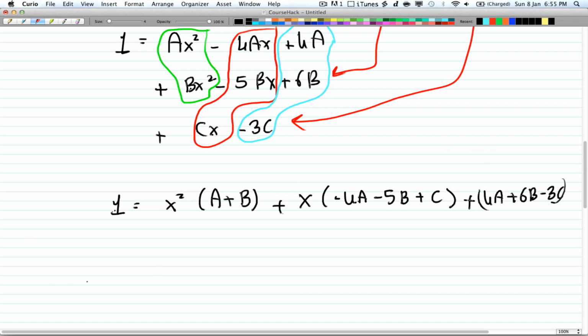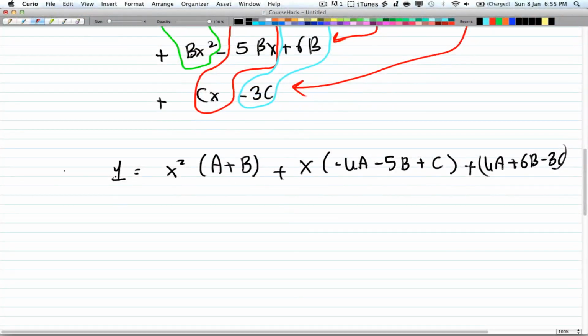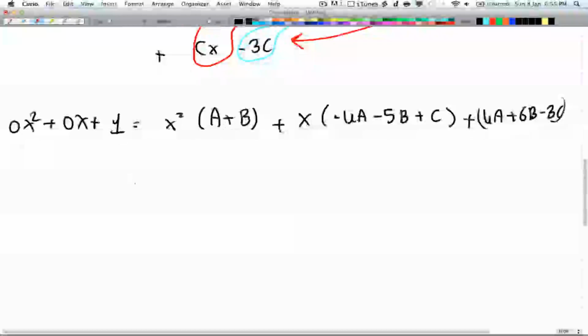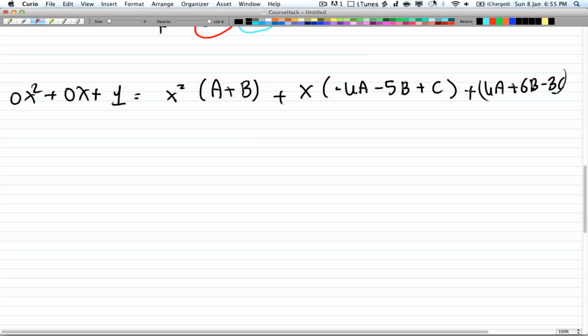Okay, so now for this equation, the real equation is 0x squared plus 0x plus 1 is equal to this. But we don't really need to write the 0x squared. Because we have x squared on both sides, you can make a plus b equal to 0, because a plus b has an x squared and 0 has an x squared. So our first equation will be a plus b equals 0.